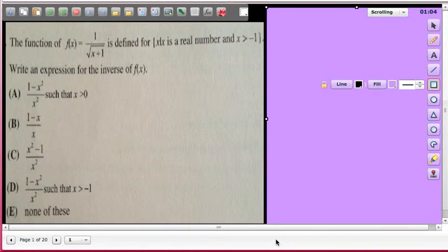I'd like you to pause the video now and do this problem. You can run the video again for the answers.